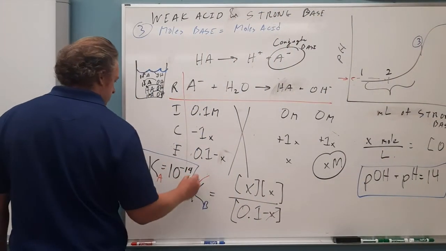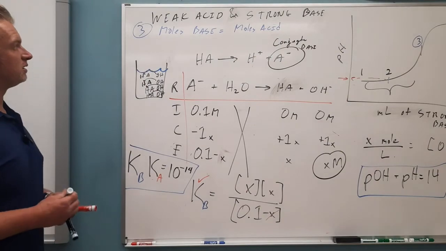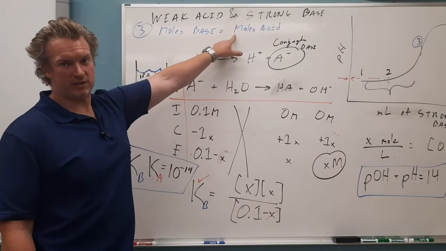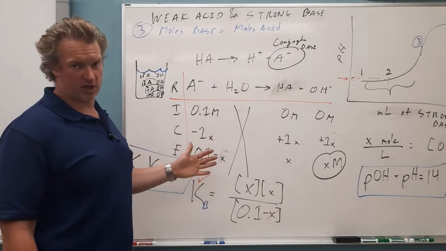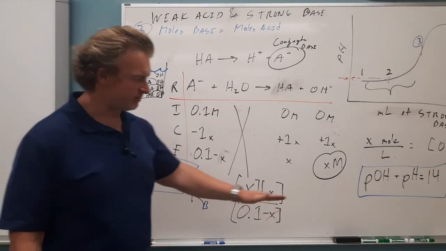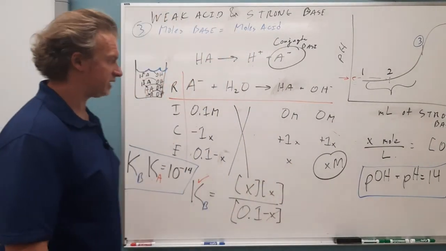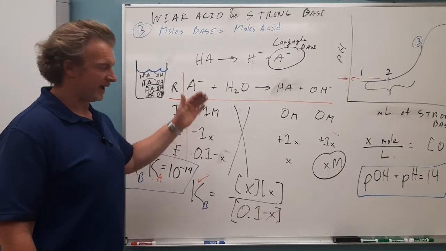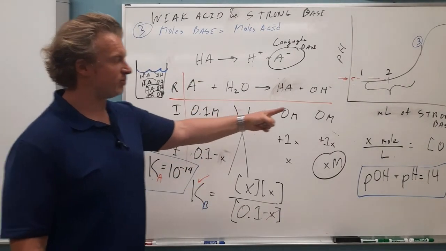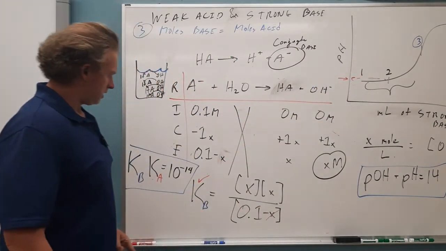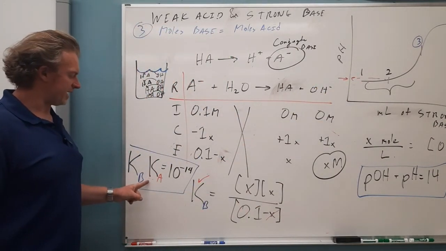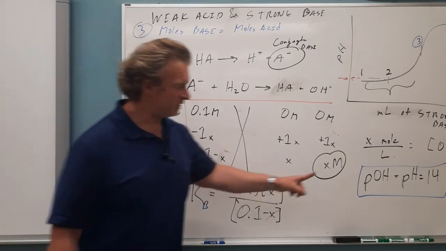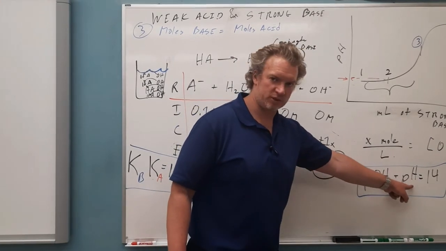When you are at a weak acid, strong base equivalence point, run a Rice table. We have a Rice table of the conjugate base, and we solve this very similarly to point 1, except we have to keep in mind a couple of things here. Ka times Kb equals 10 to the negative 14, and pOH plus pH equals 14.